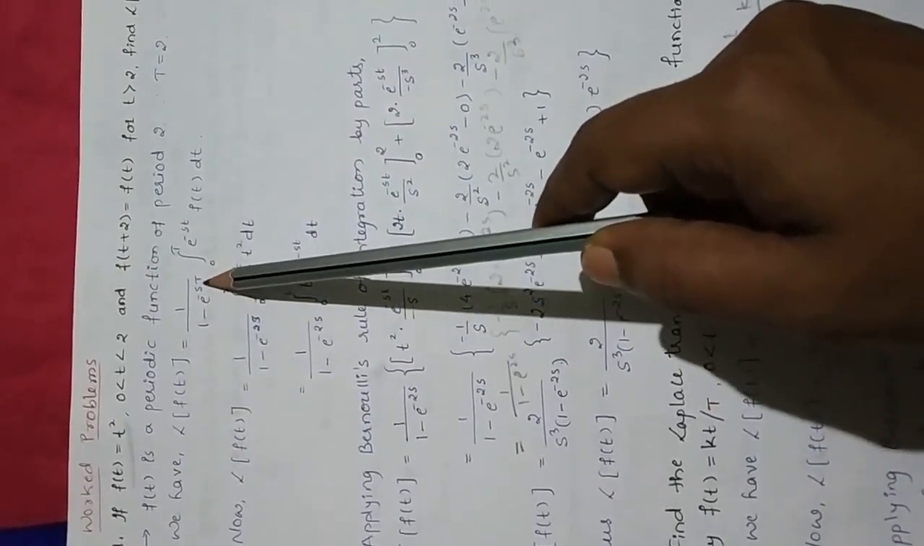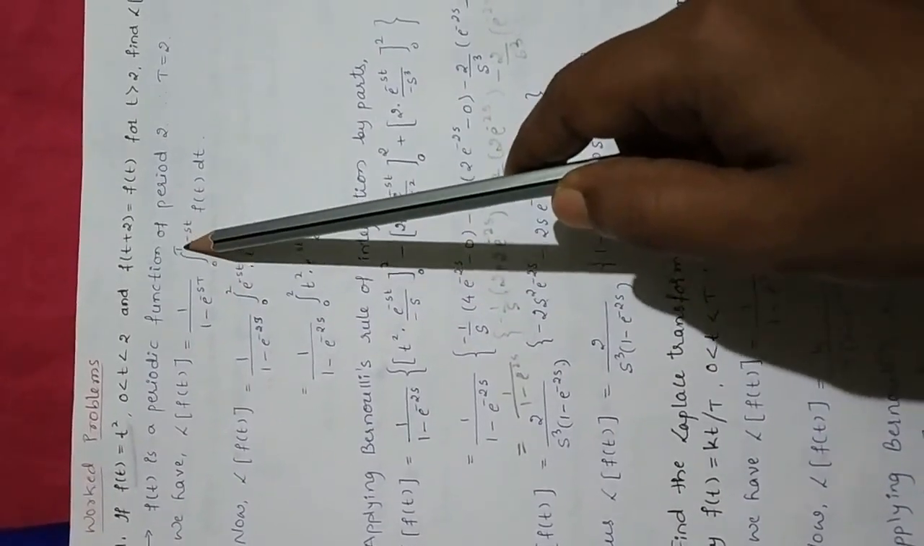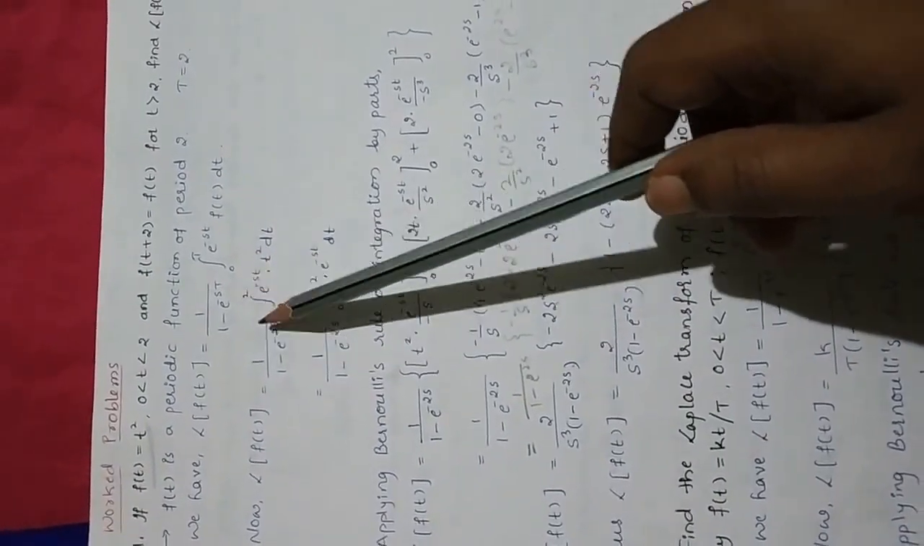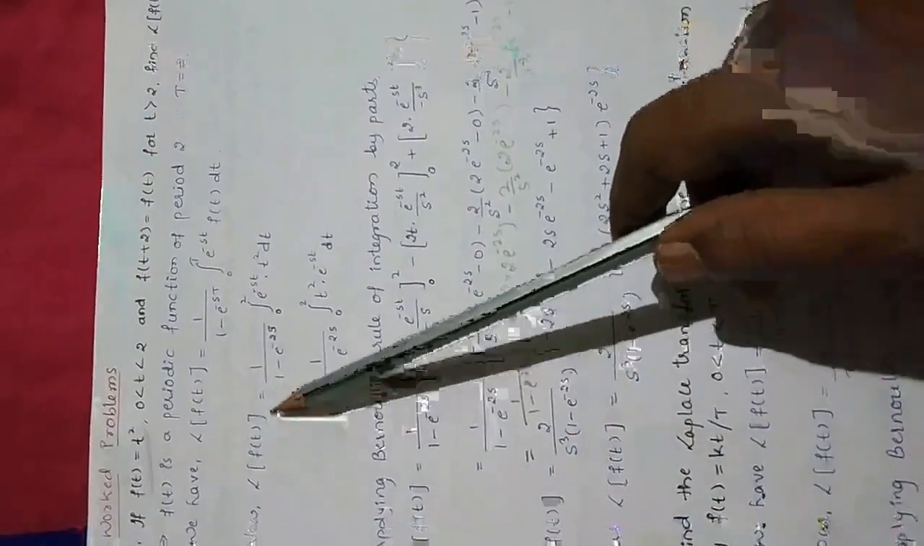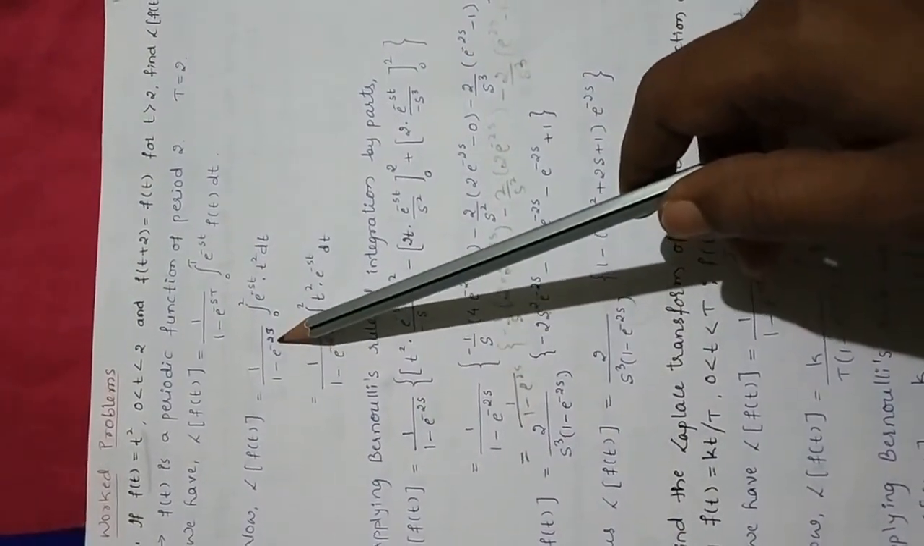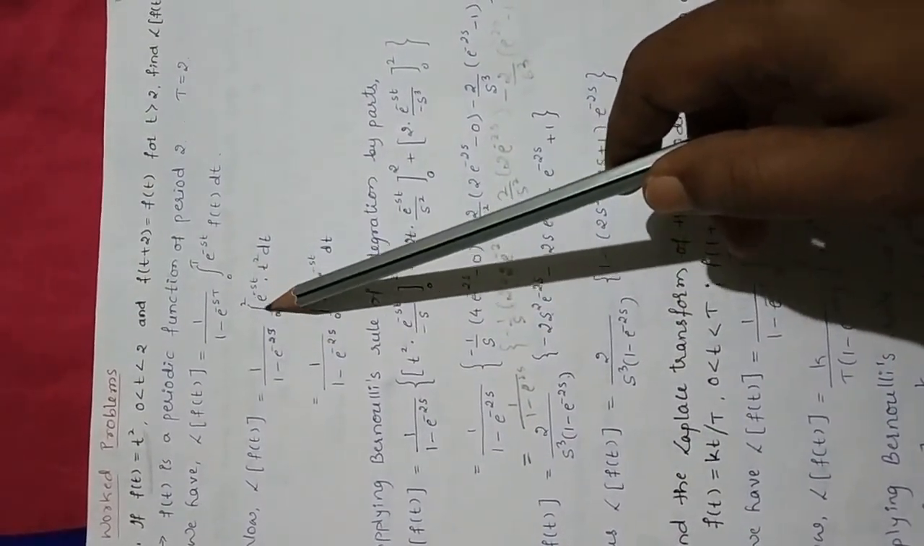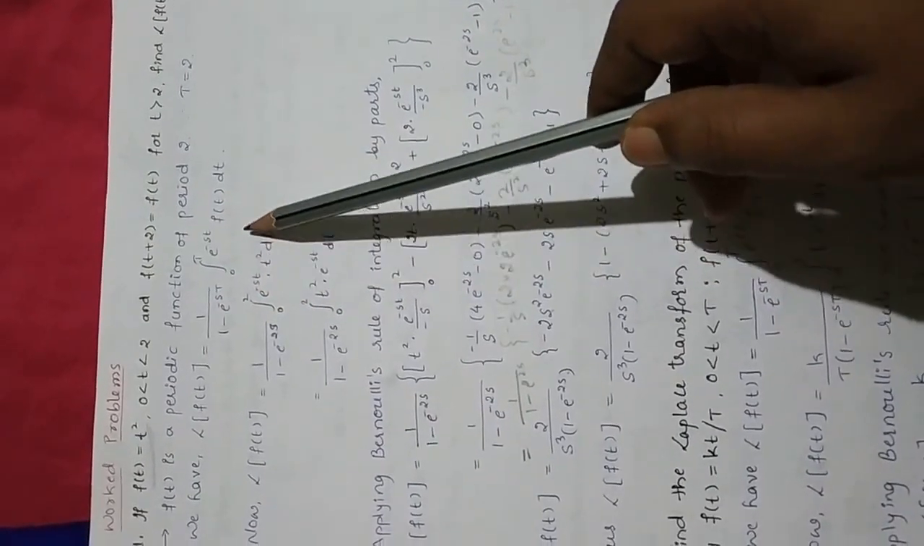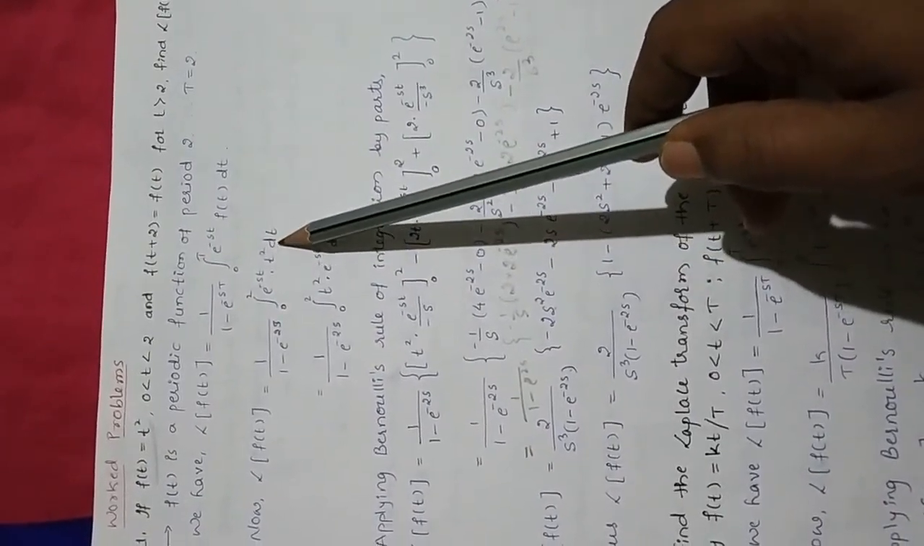f(t) is a periodic function of period 2, that is T = 2 here. We have the theorem L{f(t)} = 1/(1 - e^(-sT)) ∫ from 0 to T of e^(-st) f(t) dt. Here T = 2 is given. Substituting that, L{f(t)} = 1/(1 - e^(-2s)) ∫ from 0 to 2 of e^(-st) times the function f(t), which is nothing but t², into dt.